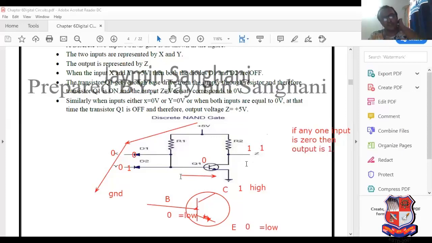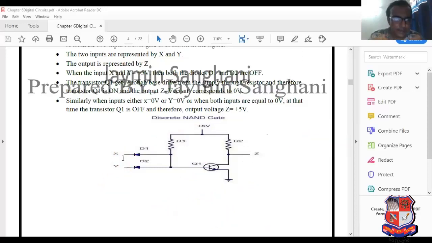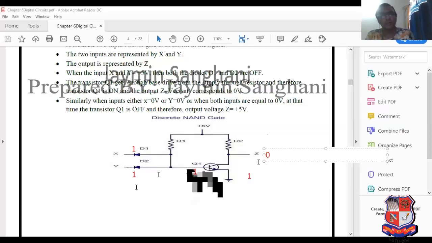But what is the interesting case? The last case is very, very interesting. See this. Here we apply 1 1. Now the diode acts as reverse bias. See this. Now the diode cannot conduct the current. So here the current flows; input is 1, and at the emitter also input is 1. But at the collector terminal the output is 0.